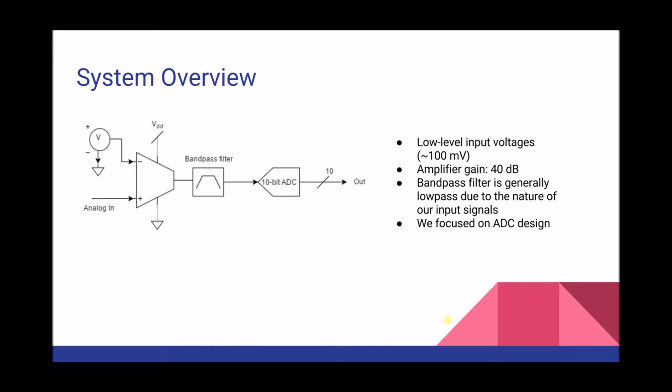You take your low-level input voltage of about 100 millivolts, pass it through an amplifier with a gain of about 40 decibels. The bandpass filter is generally low-pass due to the nature of our input signals. This is for the neural applications specifically. For others, it didn't necessarily have to be a low pass, and then run it through the ADC to get your output. We focused on the ADC design in this project.